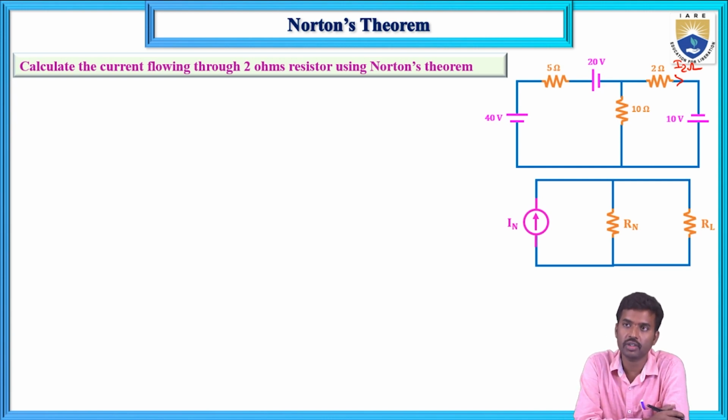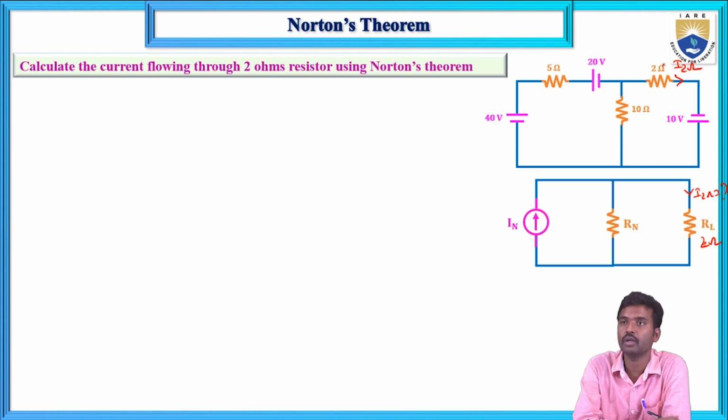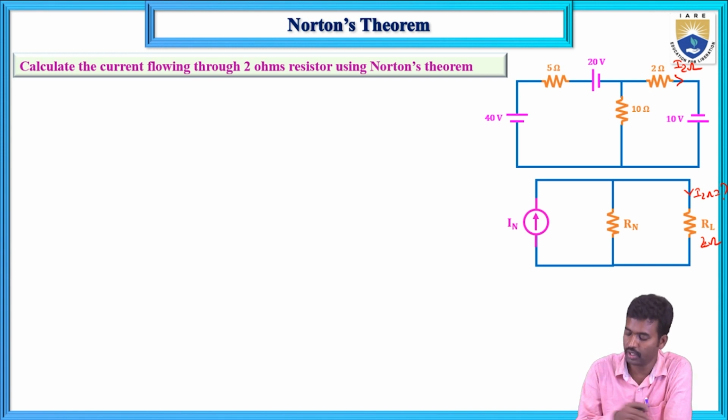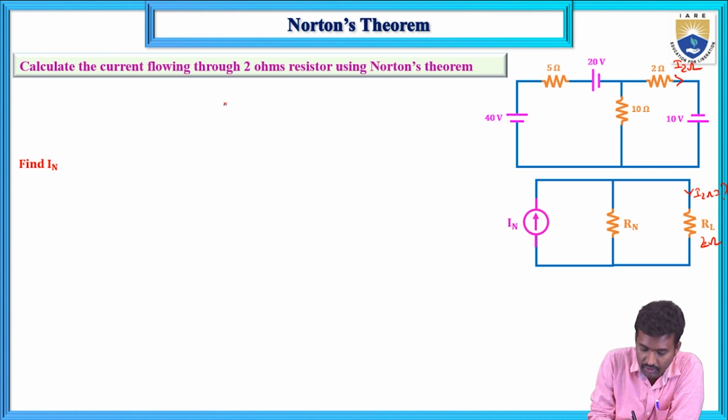Now this complete circuit is replaced by a single equivalent circuit, consisting of a current source in parallel with a resistance, that is IN and RN. Here RL equals 2 ohms. This current and this current must be the same. If you use Thevenin's theorem and mesh analysis, you will get the same result. So what steps do you have to follow here? I will follow the same steps as for Thevenin's.